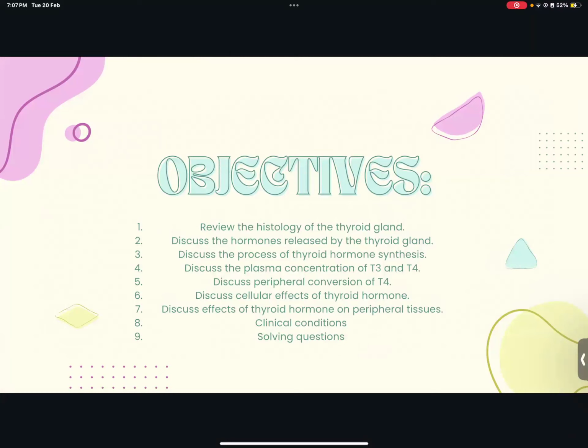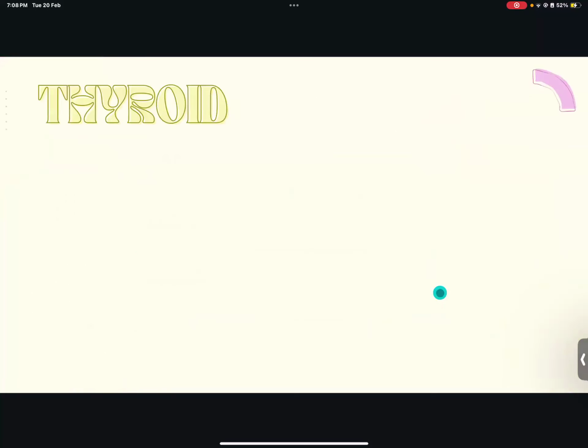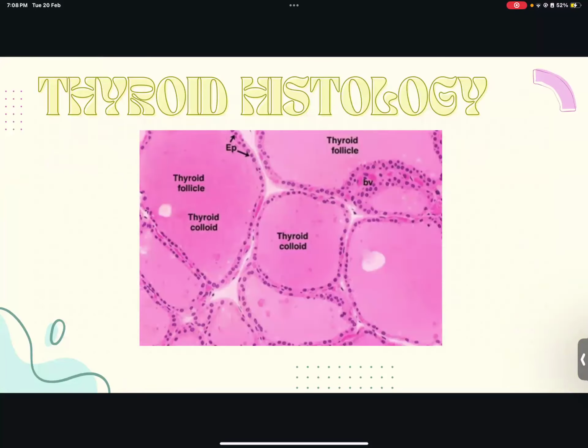So we're going to start off with the objectives. First, we're going to review the histology of the thyroid gland because that's integral to your understanding of the control mechanism and the function of the thyroid gland. And then we're going to discuss the hormones that are released by the thyroid gland, and how they're produced. And then we're going to talk about plasma concentration of T3 and T4 and discuss peripheral conversion of T4. And towards the end, we'll have clinical syndromes and questions. So now let's get started with the thyroid histology.